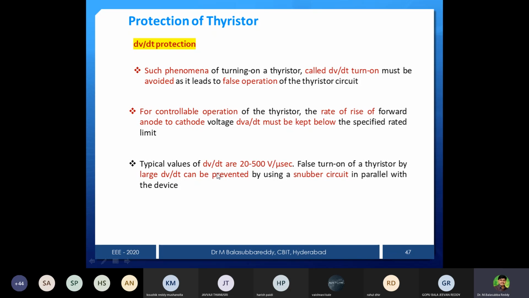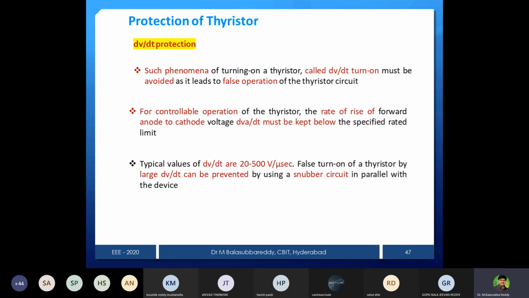In yesterday's class I explained the 5 turn on methods: forward voltage triggering, temperature triggering, light triggering, dV by dt triggering, then gate triggering. This type of triggering I call dV by dt triggering, but it is not a reasonable one; it is an unwanted triggering. It must be avoided, because it leads to false operation. If you do not avoid it, what will happen? False operation.